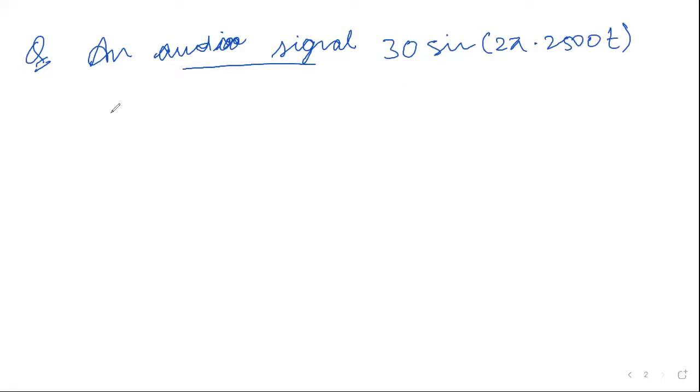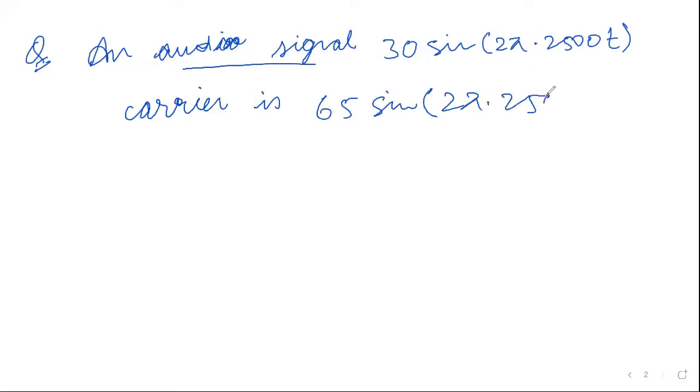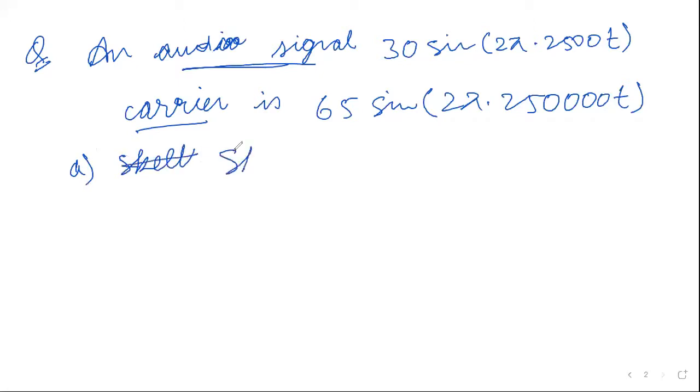This signal amplitude modulates the carrier, which is described by: carrier is 65 sine of 2 pi 250,000t. Okay, so this carrier is modulated with this audio signal. So you have to sketch the audio signal. What you have to do, very first question is, sketch the signal.